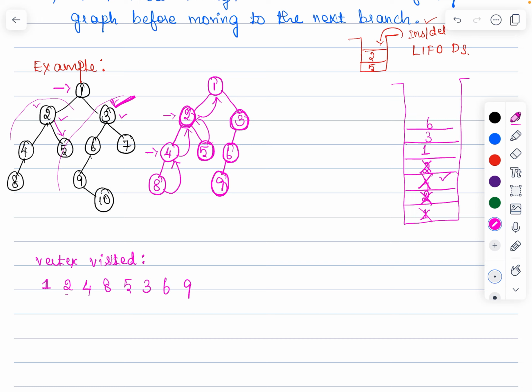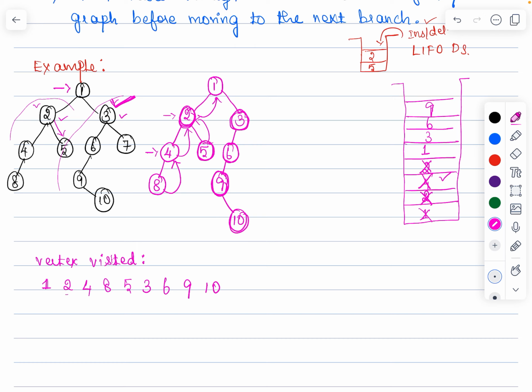Then explore 9. If I explore 9, there is only one vertex, which is 10, a newly visited vertex. So include it under vertex visited, and the predecessor of 10 must be pushed into the stack. Then again try exploring the node 10, but we can't explore the node 10 because it doesn't have any child node, which means we are supposed to perform backtracking. Backtrack to the stack top element. The stack top element is 9.